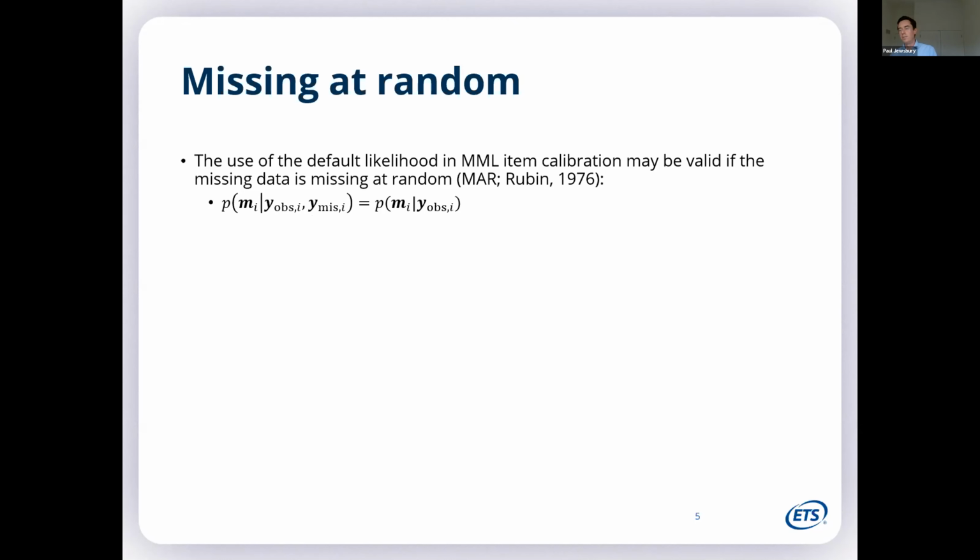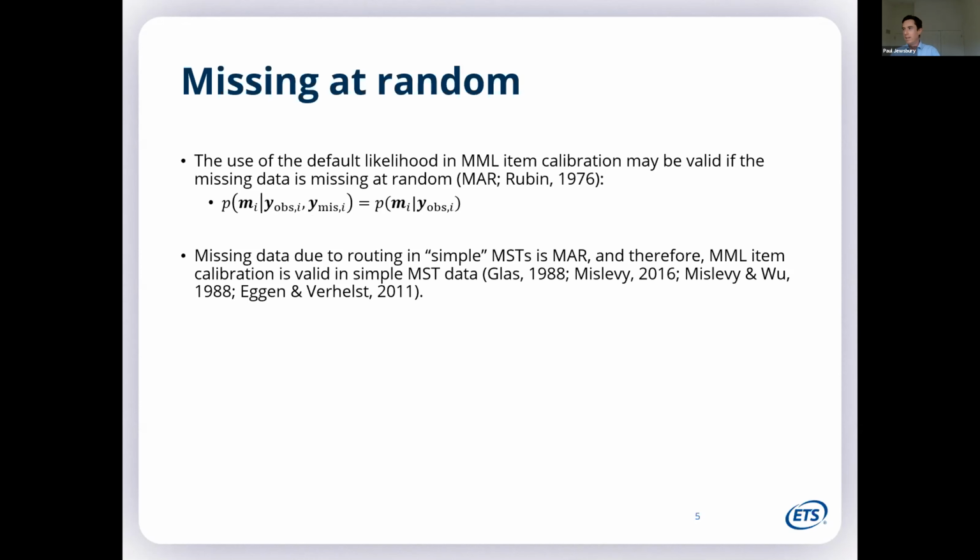So essentially, an intuitive way of thinking about it is that the students that are missing on a particular item are equivalent to the students that are not missing on that particular item, conditional on what we know about them. And it's been shown that missing data in MSTs is missing at random. We know what makes students that have different routing decisions different because we made them different. We routed them in different ways. And therefore, MML item calibration is valid for MST.